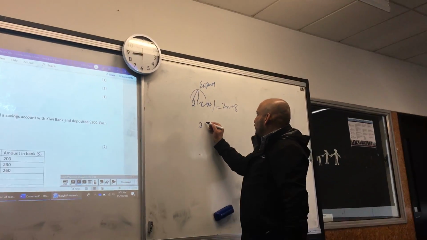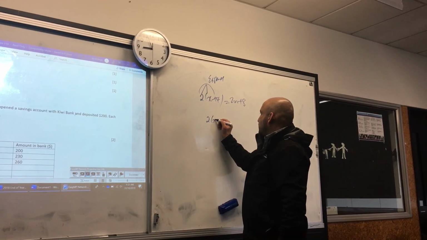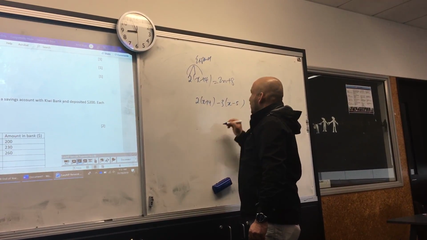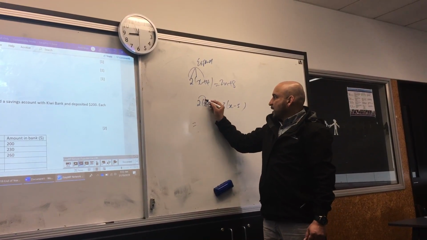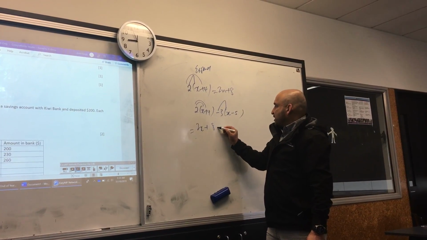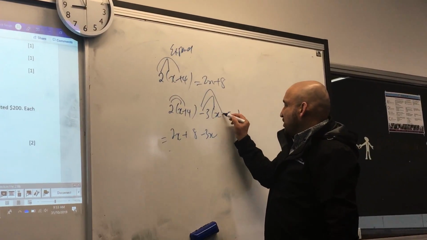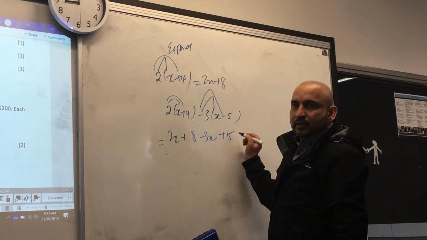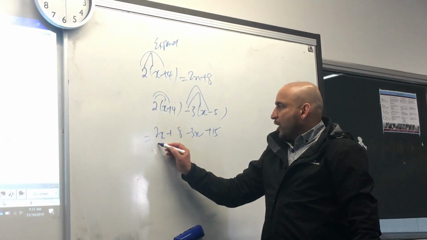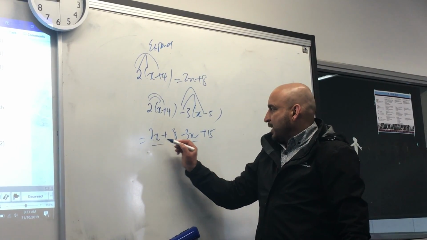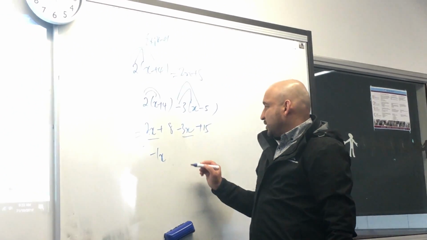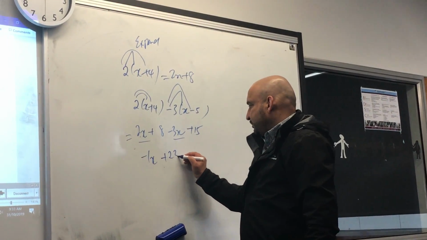If I say 2 into x plus 4 minus 3 into x minus 5, then 2 times x is 2x, 2 times 4 is 8, minus 3 times x is minus 3x, minus 3 times minus 5 is plus 15. Okay? Then you arrange the like terms: 2x minus 3x, you can do it in the calculator. 2 minus 3 is negative 1x, 8 plus 15 is 23.